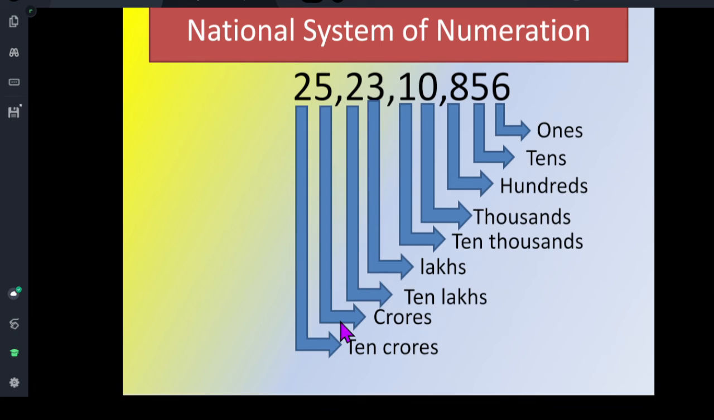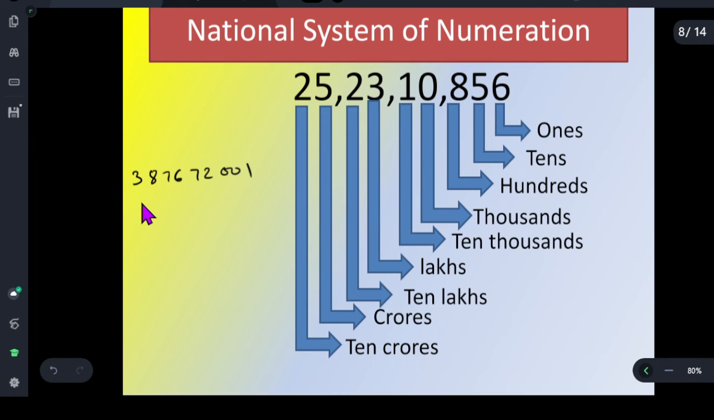Now we will see how to represent or count numbers in our national system of numeration. How you have to write any number in the Indian system of numeration. I have given a number here. This number is 25 crore 23 lakh 10,856. So you have to remember. Suppose you are given any number like this. You have to give commas to read it simply. Why? Because I have written here a number. Okay.